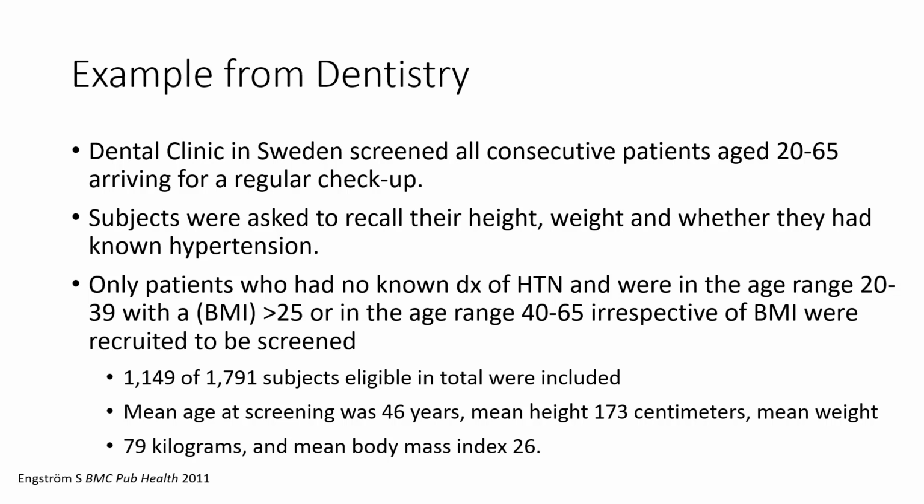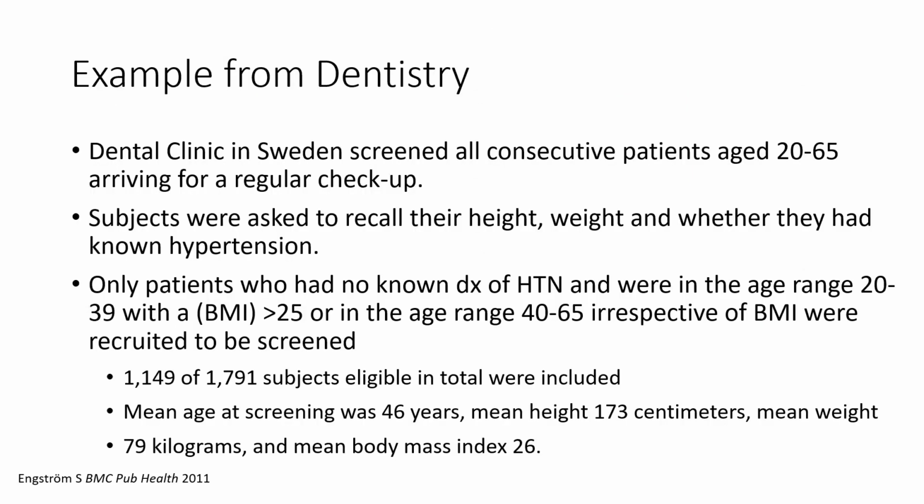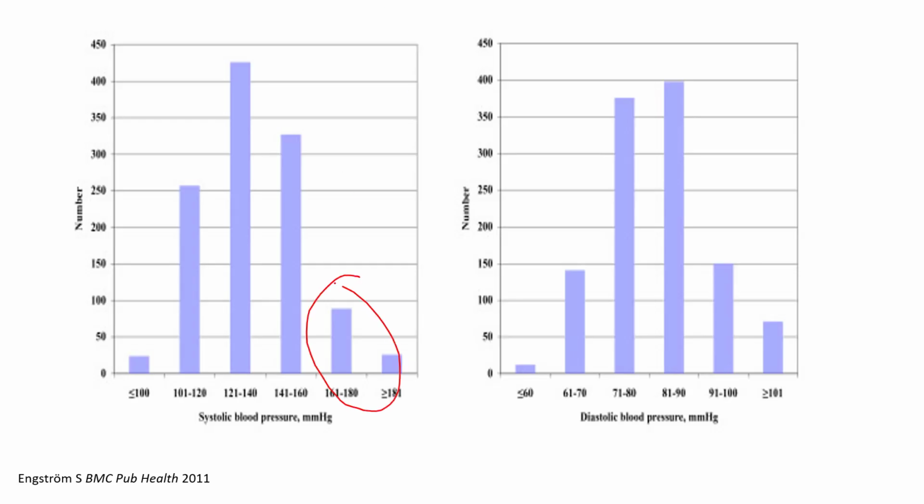They had a total of about 1,100 people included. Mean age was 46. Mean weight was about 79 kilograms, mean BMI. So a little bit leaner than we see in the US population, but generally these are people with no known hypertension. What they found was, of the patients they screened, and they used a cutoff, I believe, of 160 over 90, right? So they only were taking patients who screened at a little bit higher, on this criteria, this farther end.